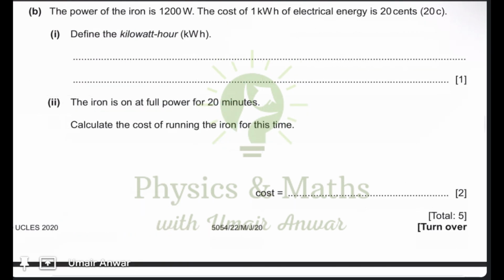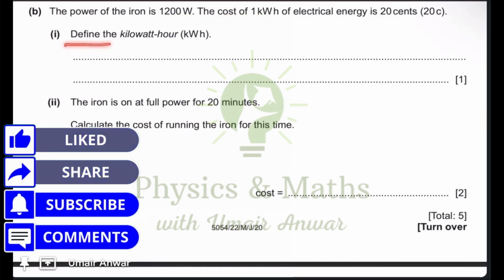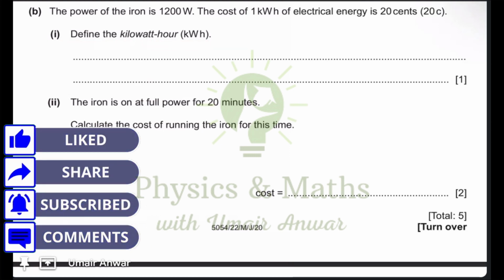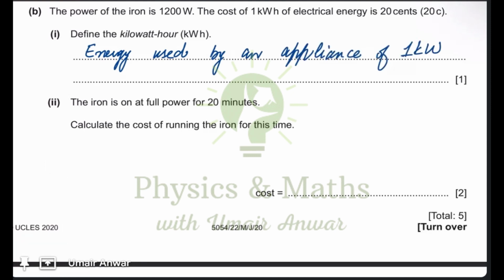The next part: the power of the iron is 1200 watts. The cost of 1 kilowatt hour of electrical energy is 20 cents. Define the kilowatt hour. The kilowatt hour is the commercial unit of electrical energy, and it is defined as the electrical energy used by an appliance or a device of 1 kilowatt power when it is used for 1 hour.